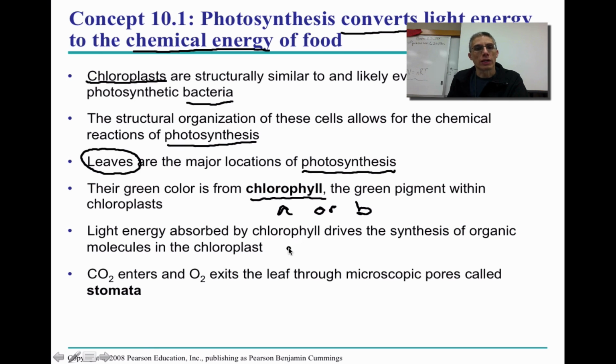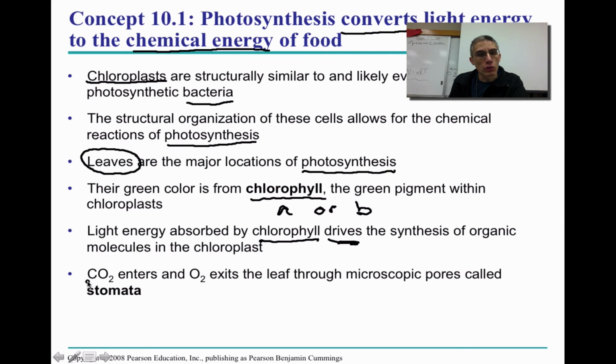Light energy, again, is going to be absorbed by this chlorophyll, this pigment that you find inside of the chloroplast, and that's going to drive the synthesis of these organic molecules inside of the chloroplast. And again, that primary organic molecule that we're looking for is that glucose molecule that we're going to eventually use as a food source and break down to create the ATP that we need to survive.